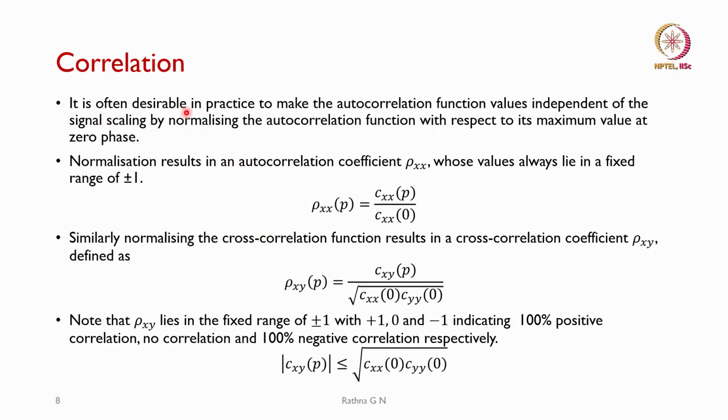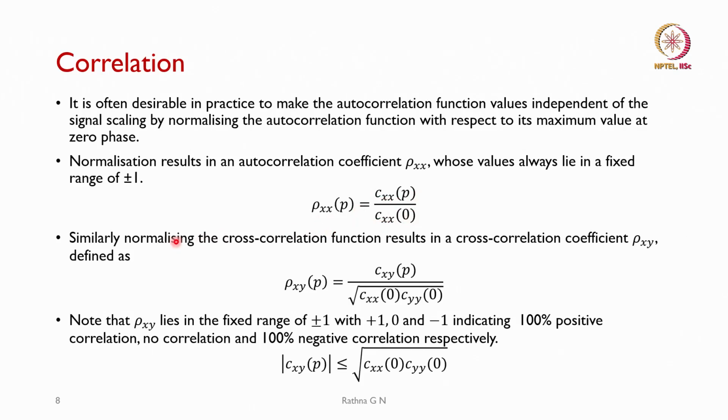It is often desirable in practice to make the autocorrelation function values independent of the signal scaling by normalizing the autocorrelation function with respect to its maximum value at 0 phase, so that it need not depend on the scaling. Normalization results in an autocorrelation coefficient, which we call rho xx, whose values always lie in a fixed range of plus or minus 1. So, the autocorrelation coefficient rho xx of p will be Cxx of p divided by Cxx of 0.